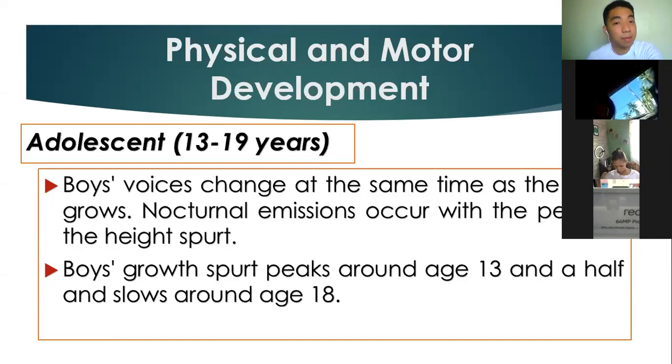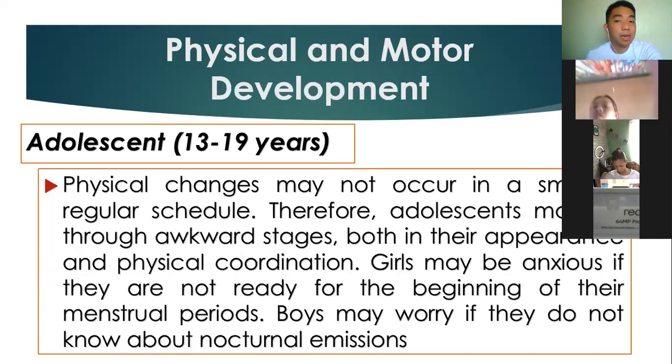Like when you were a toddler, a preschooler. Physical changes may not occur in a smooth, regular schedule. So you will notice, for example, for boys, some change earlier while others have not yet. It doesn't follow a regular schedule at this age. So it's not the same. It varies in time. But don't worry because you will really pass that change.